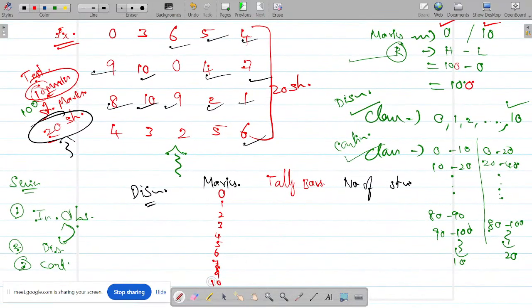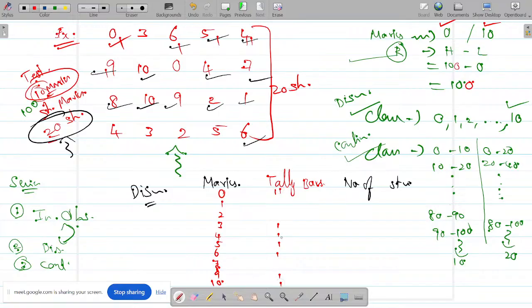9 and 10. Tally bars 0. Where will it come? Here. Am I right? Then 3. So let me put a tally mark. 3 over here. 6 over here. 5 over here. I'm just plotting all the values. 4 over here. 9 over here. 10 here.